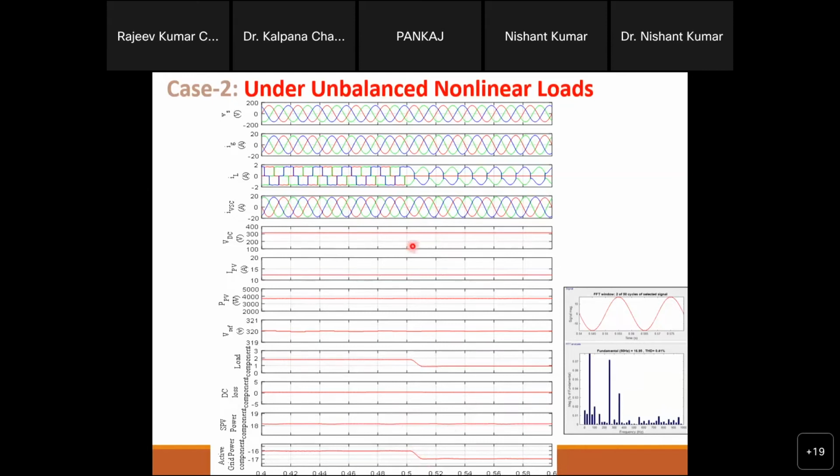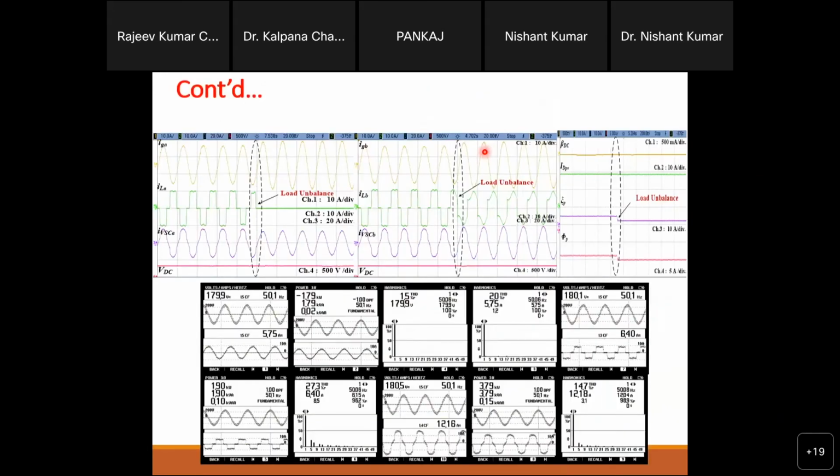But the beauty of this is, see here, the load is highly nonlinear, but your grid current is pure sinusoidal, right? The impact is very small. Similarly, you will see on the hardware side also. This is the load unbalanced point, and when the load is unbalanced, your grid current is still pure sinusoidal. It means your estimation is very accurate. You can see the load THD is 27.3%, but the grid current THD is only around 2%, right? So your estimation or feeding is very accurate.